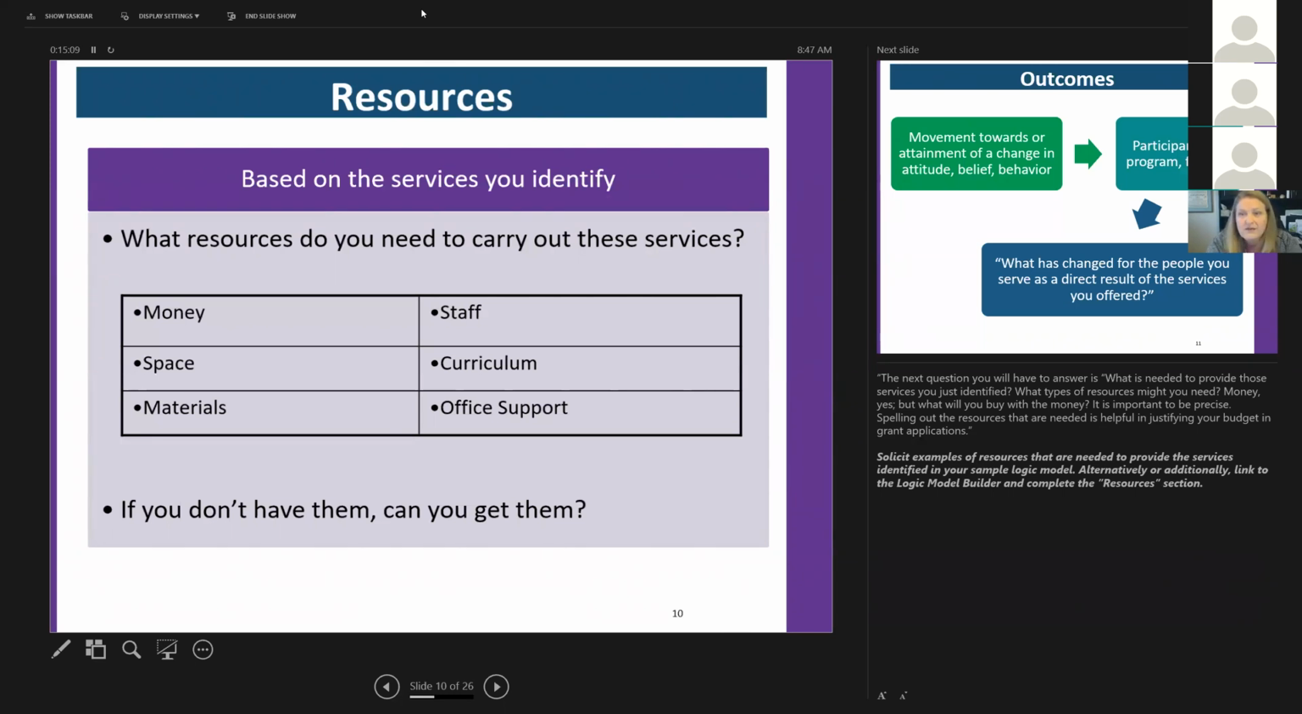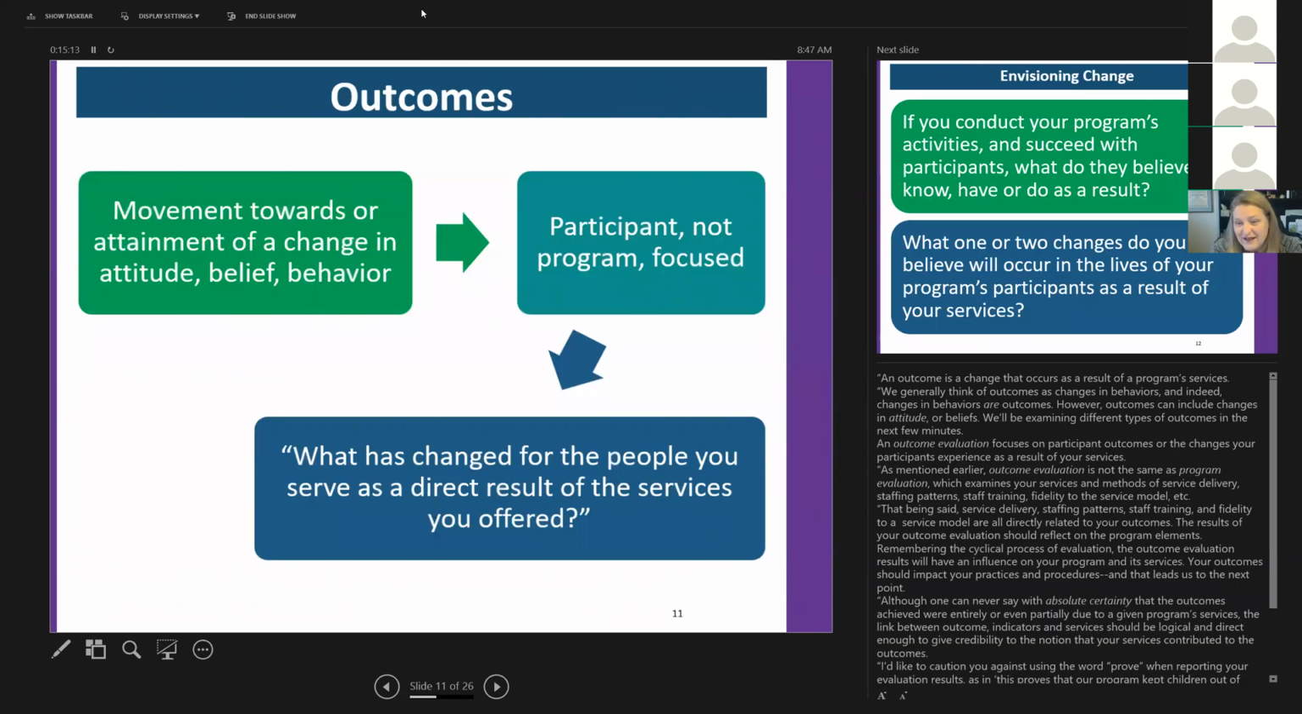So, perfect. Now let's jump into outcomes. This is where it really starts to get fun, right? We think about outcomes in a little bit different way. And again, like I had said a bit ago, what we do is participant and not program focused. When we think about this, program evaluation and participant evaluation are two different things, and while they should work hand in hand, the logic model that we're encouraging folks to really begin to design is about your participants and the change you want to see in them.